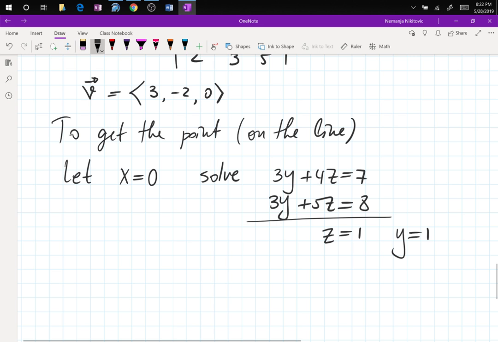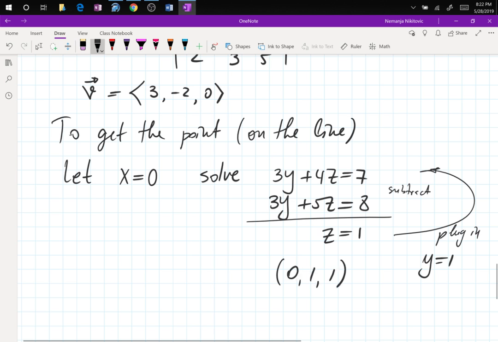So we subtracted. 3y minus 3y is 0, 5z minus 4z is z, and 8 minus 7 is 1. We got this by subtracting. Then you take z, plug in, and get y equals 1. So the point that is on both planes is 0, 1, 1. That's one of them. There are infinitely many, obviously. It's a line, right? So this is one of the points on the line.